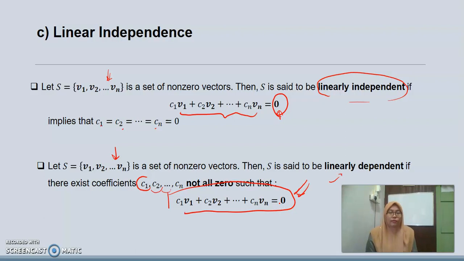So you need to solve the homogeneous system and find out the value of C1, C2 up until Cn. If the C values are all 0, you can conclude that the set is linearly independent. But if the coefficients C1, C2 up until Cn are not all 0, not all of them zero, hence you can conclude that the set is linearly dependent.